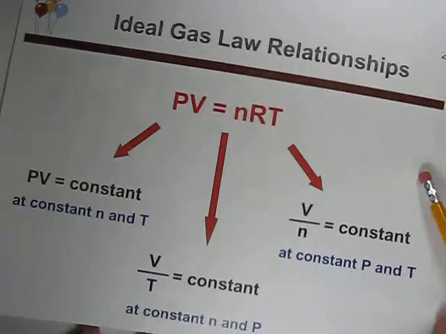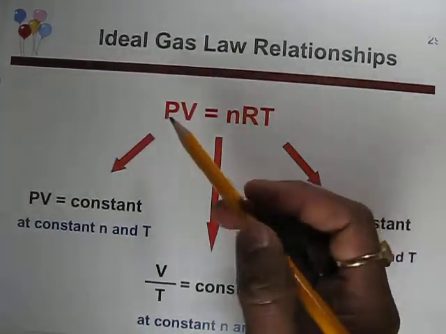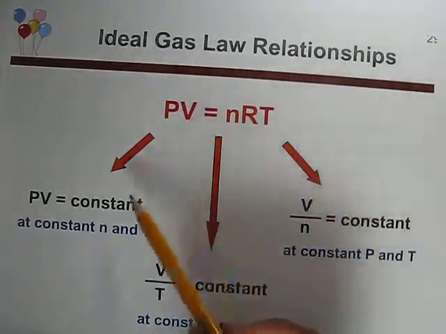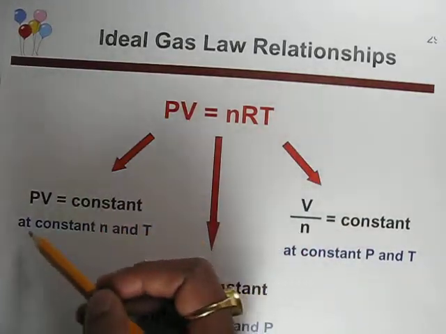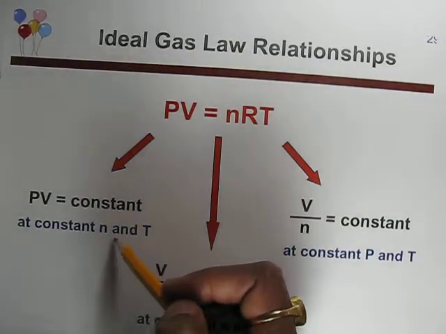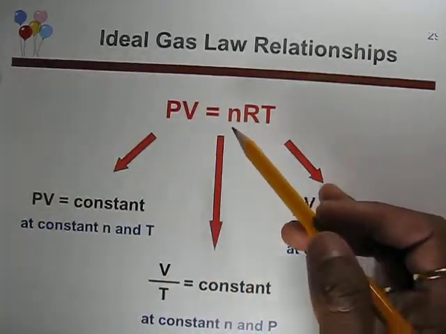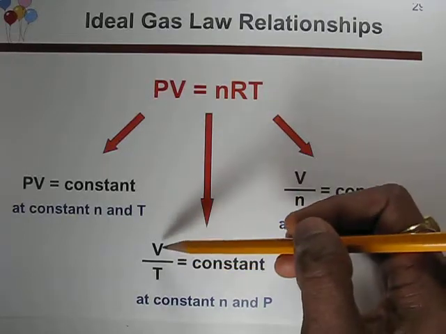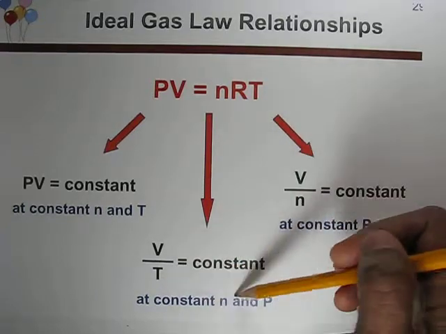So let's see the ideal gas law relationships. This is the ideal gas law, which is PV is equal to small n RT, and from here we can also write PV is equal to constant at constant amount and temperature. This is Boyle's law. Or you can also write from here that volume is directly proportional to temperature, or V over T is constant. This is Charles' law.